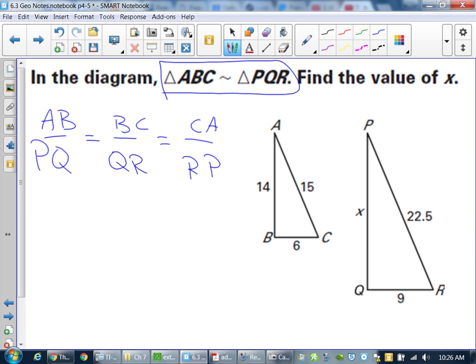So what I want you guys to notice here is that this setup of the lettering is what you were given 2 days ago. You just had to write it down today. That's what's new. You're just writing down the statement. And now you fill in the blanks like you did 2 and 3 days ago. So in our diagrams, AB is equal to 14. PQ is x. BC is 6, 9.